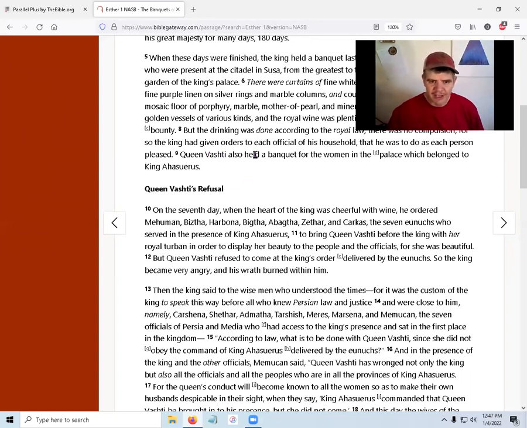Look. Queen Vashti also held a banquet for the women in the palace which belonged to King Ahasuerus. So she's in the same palace, holding a banquet for all the women.